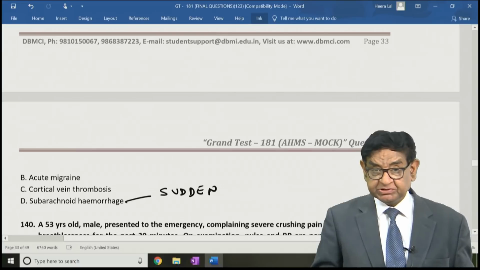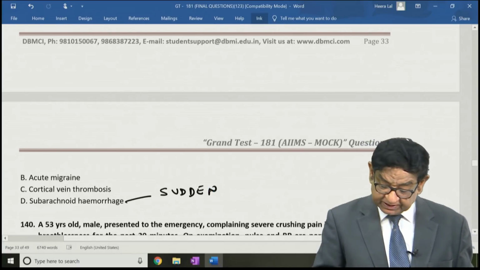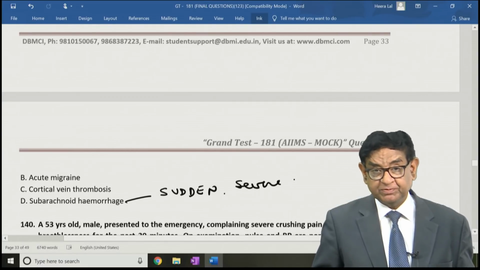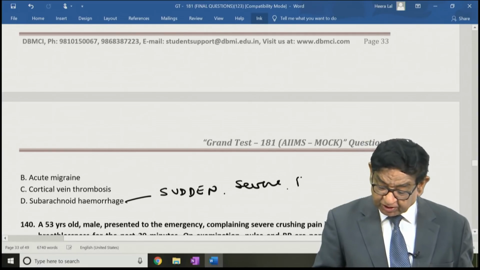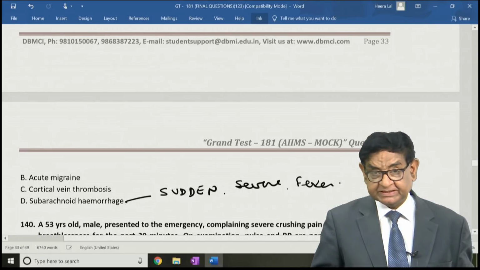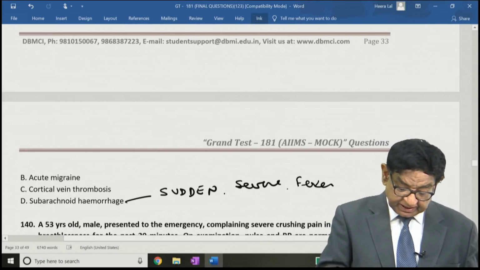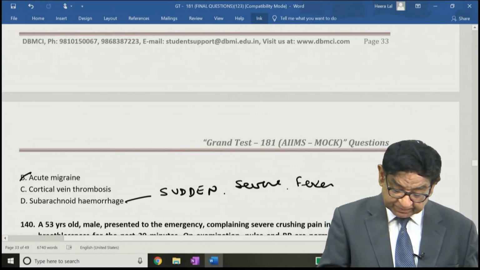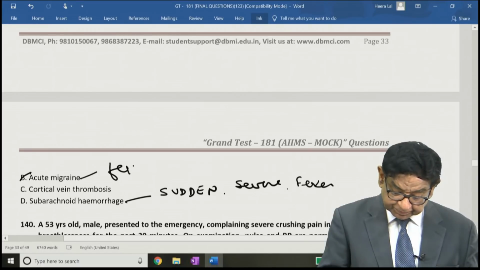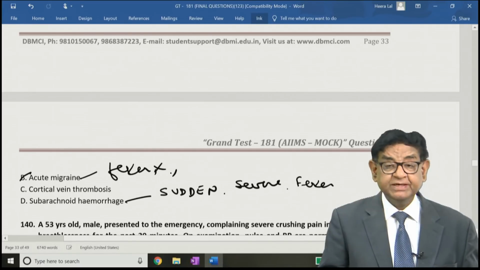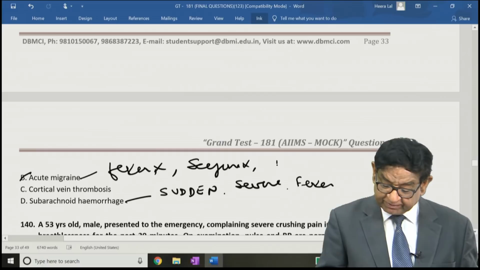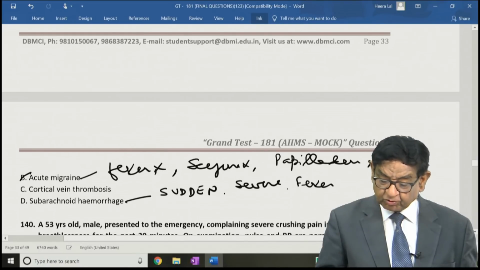It's not a 3 days history. Sudden onset, instantaneously, severe pain never experienced before. And fever is not common in this case, unlikely. Migraine, unlikely, because migraine again has a sudden onset, but again, fever is not a problem. Seizures are not seen in migraine, and even papilledema is not a feature of migraine, ruled out.